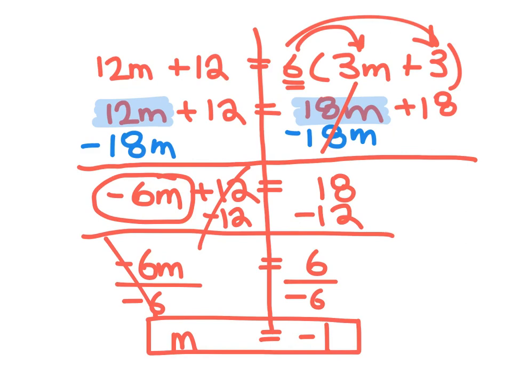Now, if I wanted to check my work, I could do my answer, which is negative 1, and plug that in for my m's. So 12 times negative 1 plus 12 should equal 6 times 3 times negative 1 plus 3.